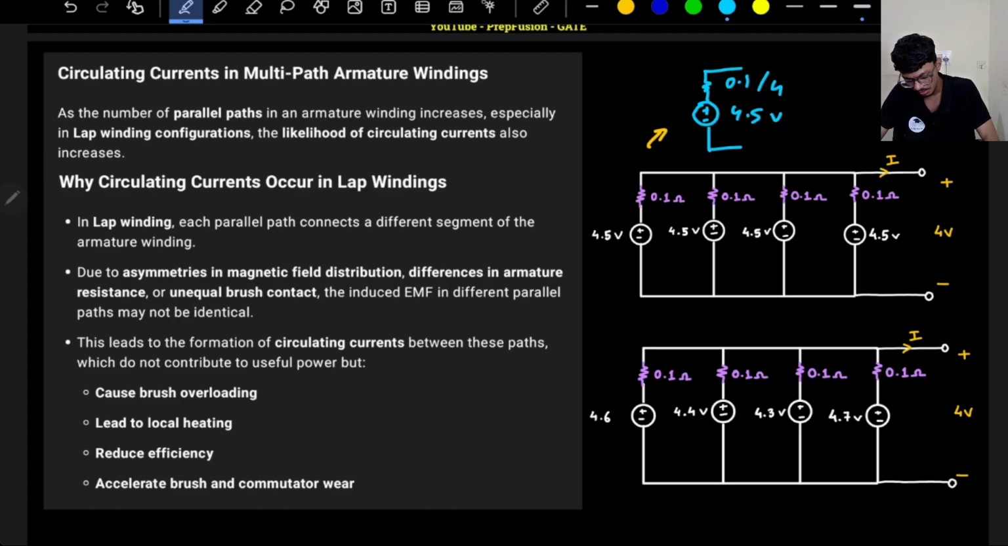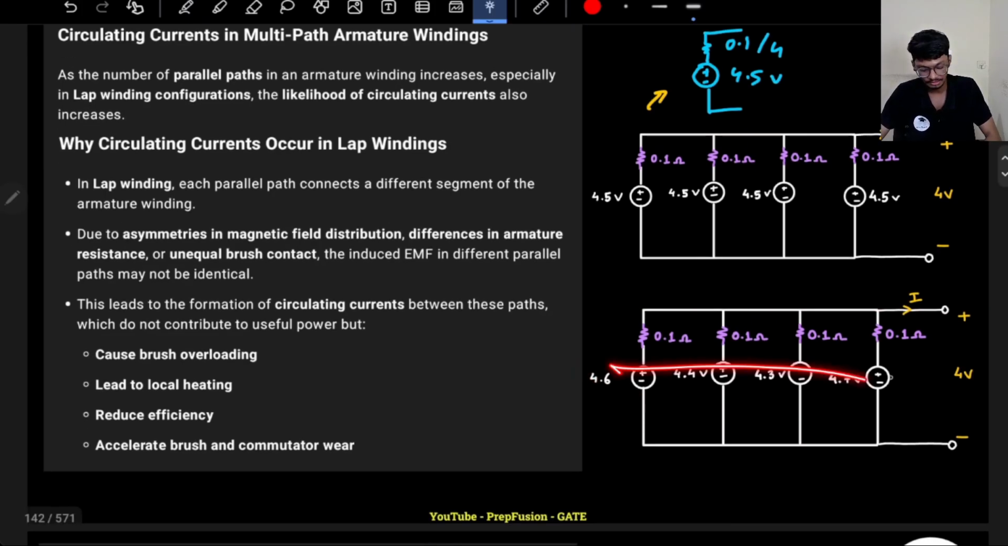Okay. So all this is fine. Now here, what is the problem? Here we have a problem. As there are more parallel paths, even if this is 0.1 volts higher than the actual 4.5 and this is 0.1 volts lower, what is the problem? The problem is, let's assume that the equivalent voltage that we get at the output is 4 volts.